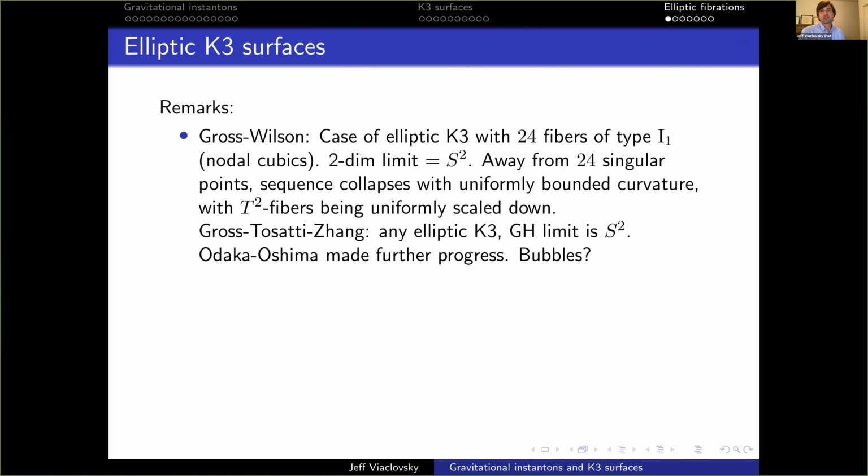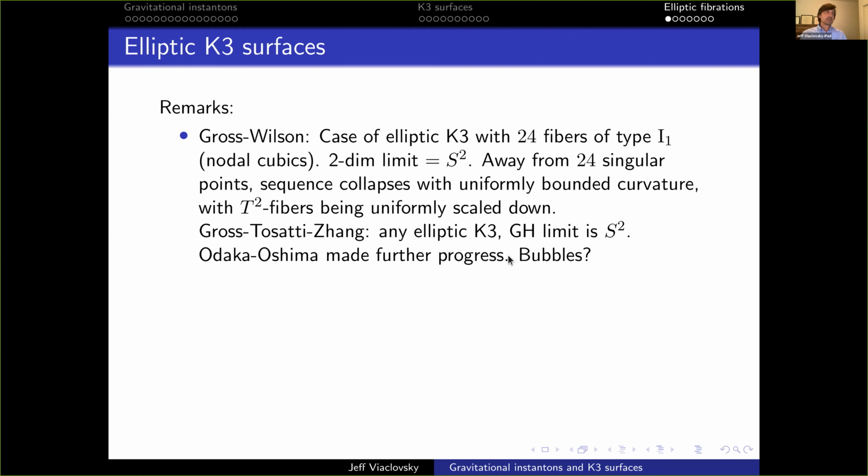Gross-Wilson considered the case of elliptic K3s with 24 fibers of type I1. I1 is the nodal cubic. They showed you get a two-dimensional Gromov-Hausdorff limit, which is S^2. Away from 24 singular points, the sequence collapses with uniformly bounded curvature. It's just the T^2 fibers being uniformly scaled down. Gross, Tosatti, and Zhang generalized this to any elliptic K3. The Gromov-Hausdorff limit is S^2. Then Odaka and Oshima made further progress.